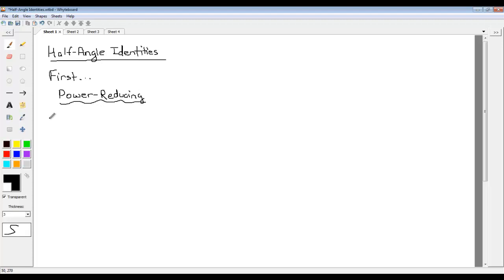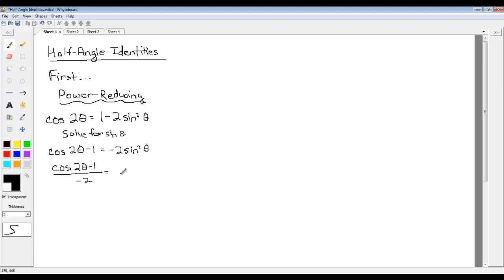Okay, if we start with the double angle identity for cosine, one of those that we learned last time, the one that says cosine of 2 theta is 1 minus 2 sine squared theta, we can do a little manipulating and solve for sine squared theta. So what we can do is subtract 1 from both sides. Then divide by negative 2 on both sides. Then clean that up just a tad.